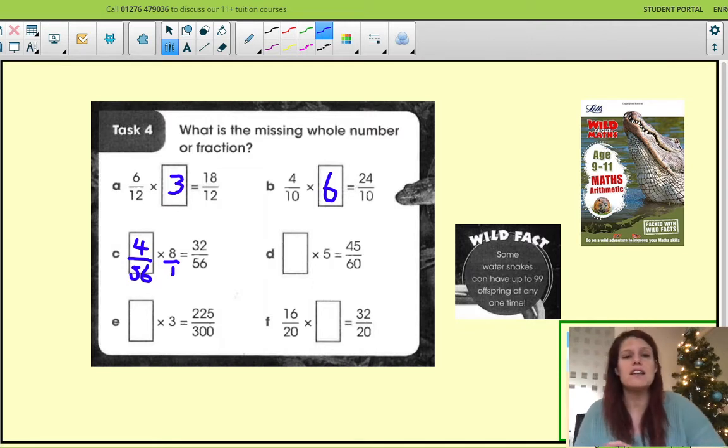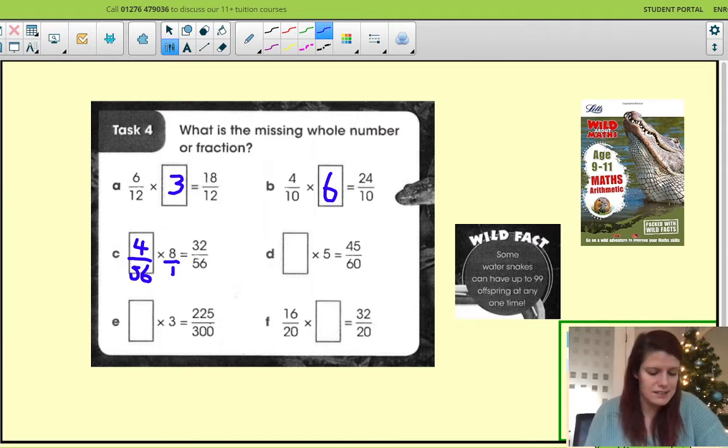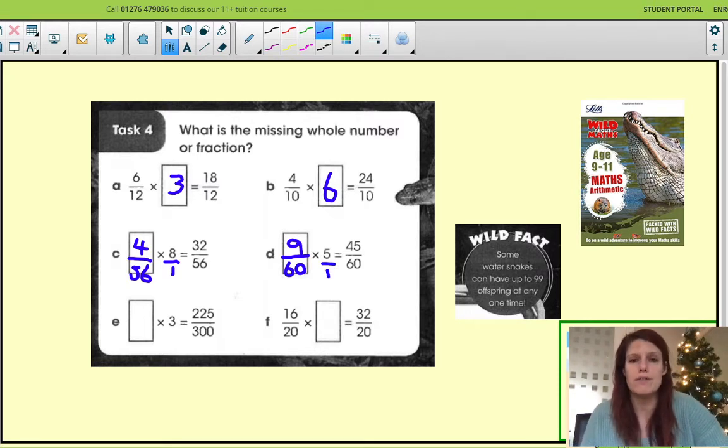D, again, we're going to need another fraction in this box. Something times 5 equals 45/60ths. Well, something times 5 makes 45. That is, of course, 9. And the denominator has to be 60. 9/60ths, because, of course, we're multiplying by a whole number. And that would be equivalent to 5 over 1. 5 ones, 5 wholes. 60 times 1 is 60.